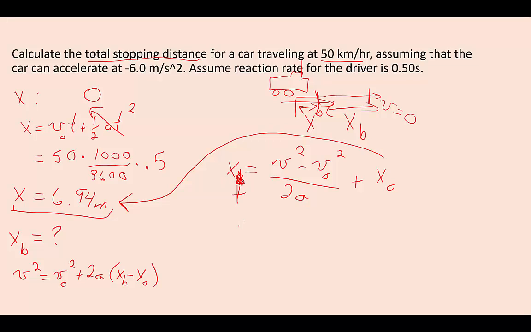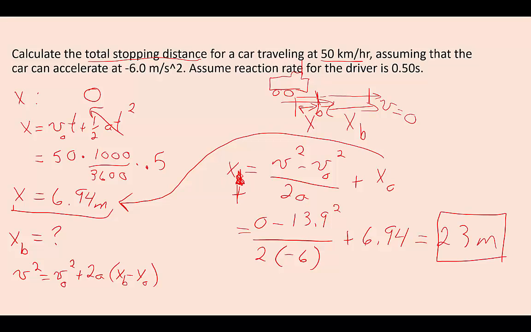So essentially, we end up with our final speed, which is 0, minus our initial speed squared. Well, our initial speed, when we change it to meters per second, is actually 13.9. And then over 2 times our acceleration, which is -6. And then we add that to 6.94. And it turns out that the total distance that we traveled while stopping was 23 meters.